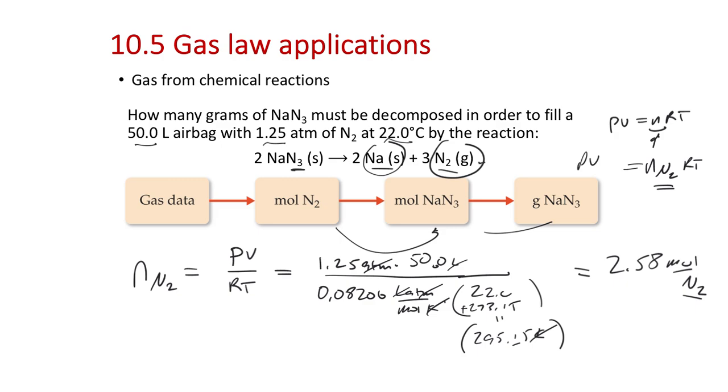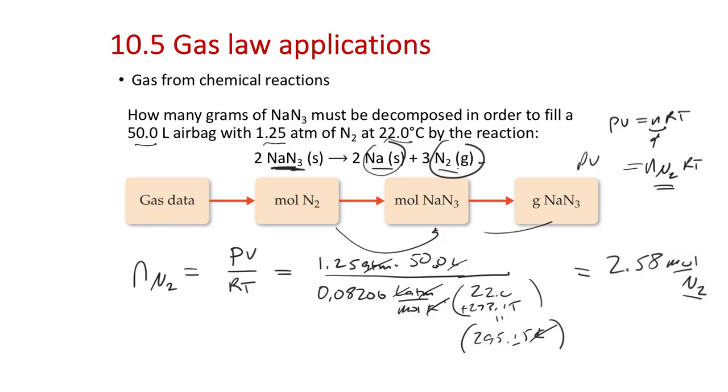And so how much of this needs to decompose in order to produce 2.58 moles? Well, if 2 moles decompose, I get 3 moles of nitrogen. So do you see how it's going to be slightly less than 2 moles of sodium azide? If I need 2 moles of sodium azide to decompose to give me 3 moles of N2, but I really only need 2.58 moles of N2, it should be a little less than 2. Let's work it out using stoichiometry.